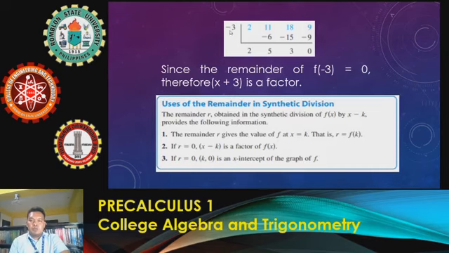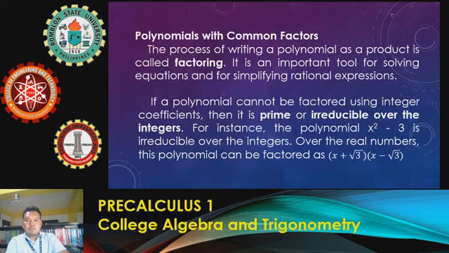So, bring down 2. Tapos, multiply, negative 6. Pagsamahin, 5. So, multiply doon, negative 15. Pagsamahin, 3. Tapos, 3 times negative 3. Pagsamahin, 0. So, since the remainder is 0 pa rin, therefore, x plus 3 is a factor also nung kanina. No? Then, basahin nyo na lang po yung nasa kahon.